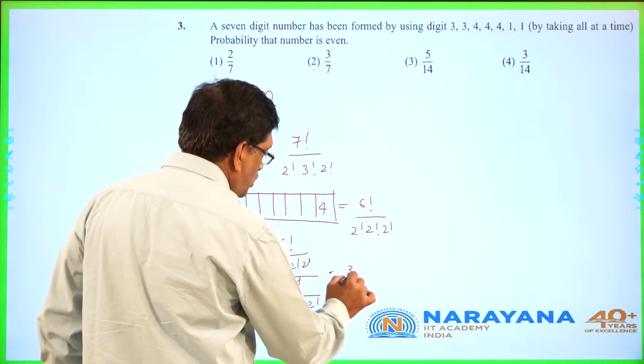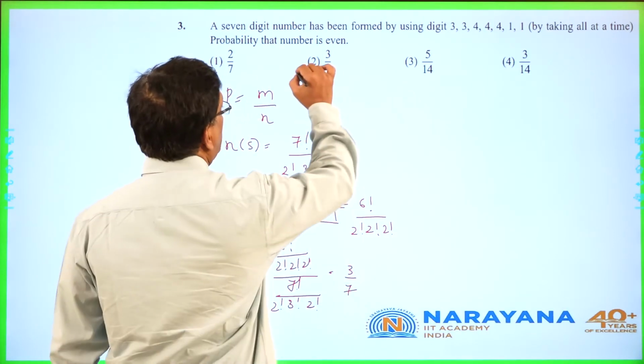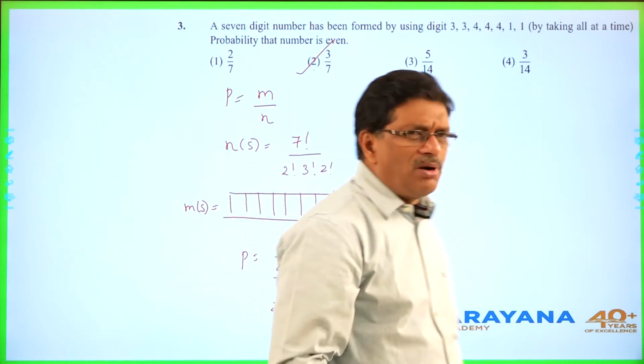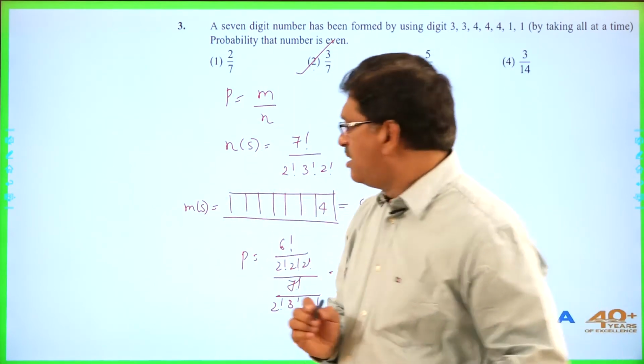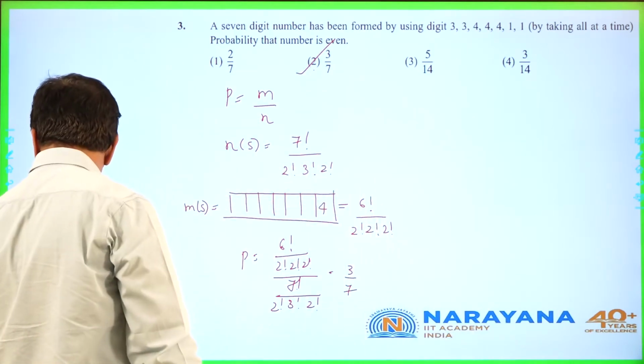2 can be cancelled. It is 3 by 7. That is the probability. A simple question was given from probability, right? Let us go to the next question.